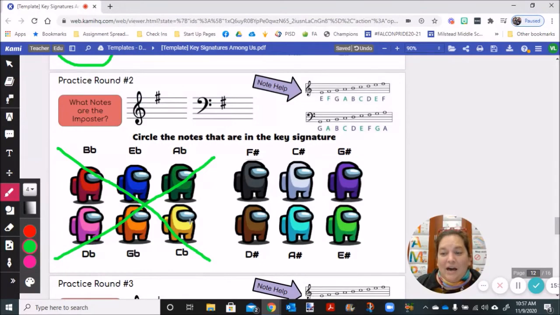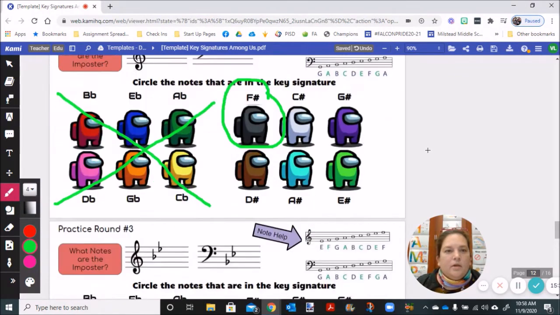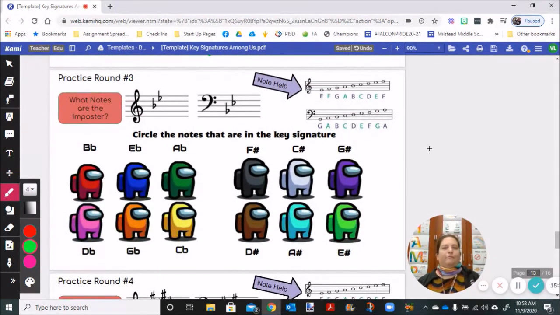Hopefully you said F. That would be correct because every good boy does fine, treble clef or bass clef. Good boys do fine always. Our imposter for this key signature is F sharp. He's getting ejected. Moving on to practice round 3.